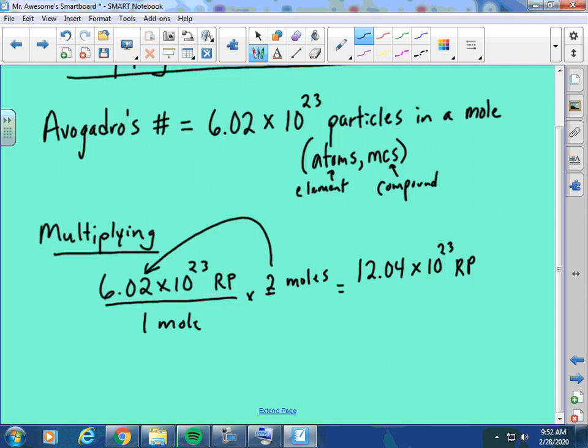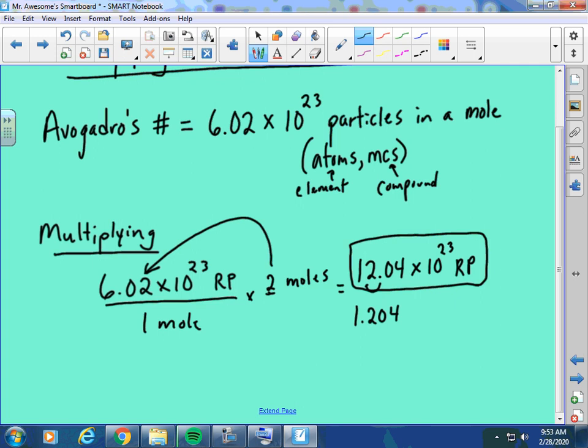Now, if you had this as your answer, I would say, cool, great job. You get your points, you get your credit. But here's the problem. In scientific notation, that front number is always between 1 and 10. 12 does not fit between 1 and 10. So I can adjust this number to make the front number between 1 and 10. I can take this decimal point and move it one spot to the left, which would make my new number 1.204.